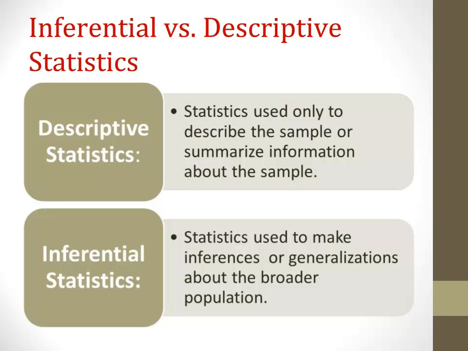Then there are inferential statistics. Inferential statistics are used to make inferences or generalizations about the broader population based on the sample data. Examples of inferential statistics include t-tests, ANOVAs, and correlation analyses. Now, the type of descriptive statistic that is reported or the type of inferential method that we run depends on several factors, and we're going to talk about those next.